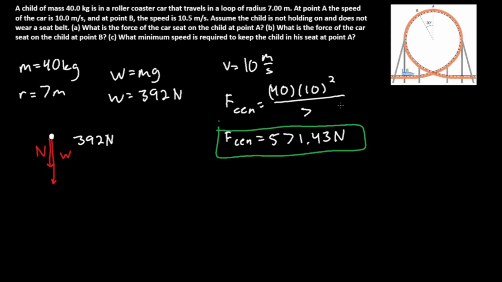Okay, let's draw something better. This is very important to know because since this is a required centripetal force, our forces from the normal force and the weight force must equal the centripetal force. So the required normal force has to be 571.43 minus 392. Once you do that, you should get a normal force of 179.43 newtons.